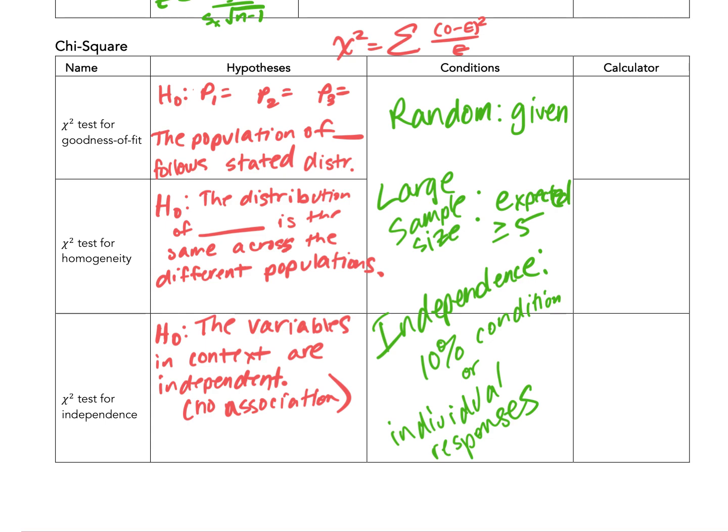Everybody good? This one is chi-square GOF. This is chi-squared test, chi-squared test. Okay.